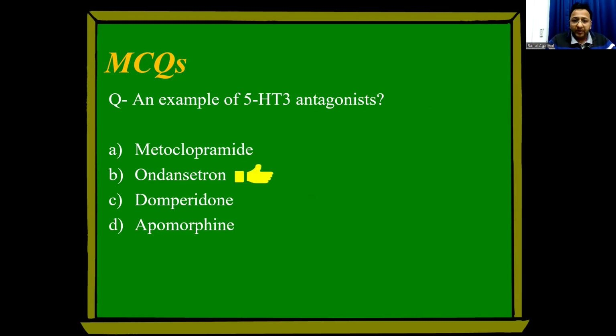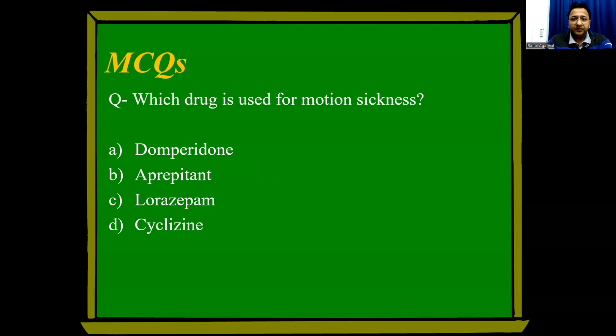Yes, ondansetron. Metoclopramide is a D2 blocker, a dopamine blocker. Domperidone is also a D2 blocker. I've covered them in the prokinetic agents, and we'll see how these act as prokinetic agents in the next video. Among metoclopramide and domperidone, which one is safe? Domperidone is safe. Apomorphine is used for inducing vomiting. Okay. Thank you very much.